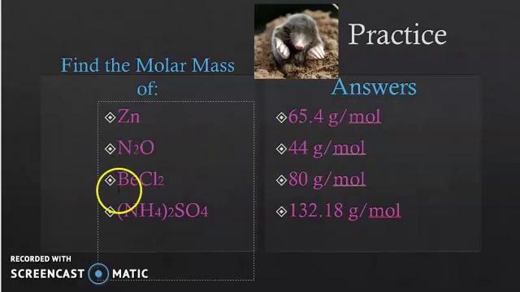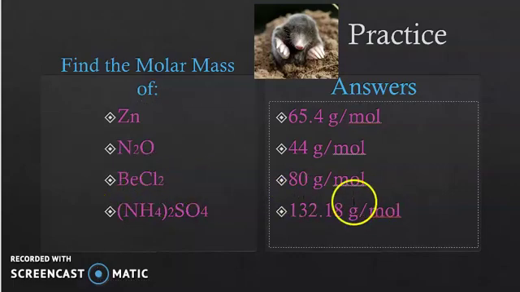Beryllium chloride, I have beryllium, add that up with 2 chlorines, so I can either take my chlorine's atomic mass times 2 and then add it to beryllium, I'd get 80 grams per mole.